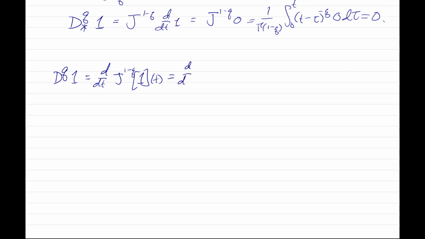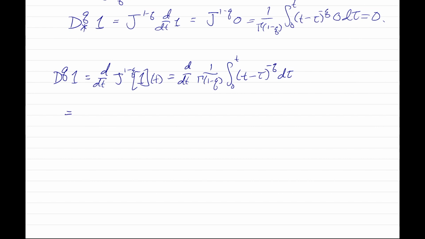So this is d/dt of, now let's go ahead and do it, 1 over gamma of 1 minus q times the integral from 0 to t of (t minus tau) to the minus q d tau. Okay, not too bad. So now I can go ahead and just integrate that.